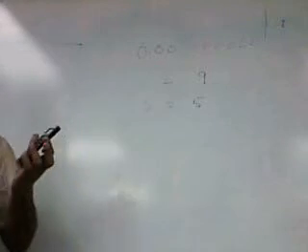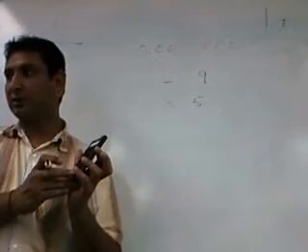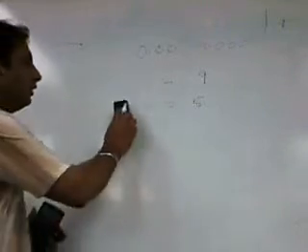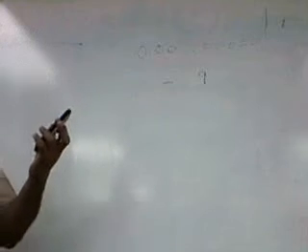Press shift, this orange key, then equal to, then 9. You just need shift equal to 9, then the calculator shows 9 decimal points.